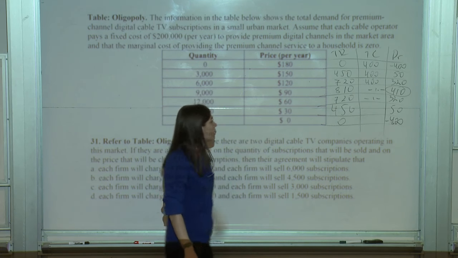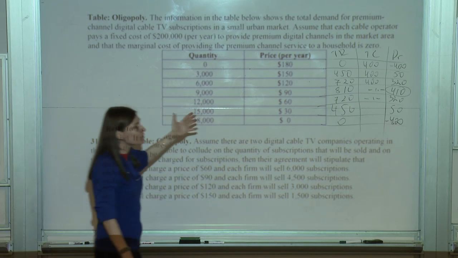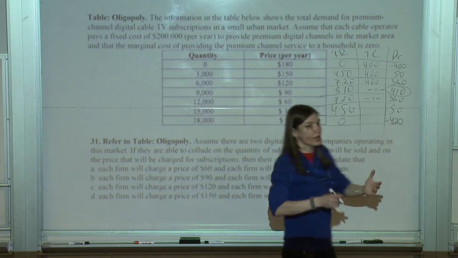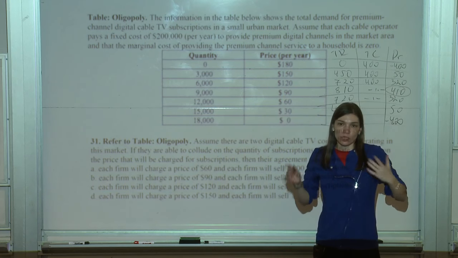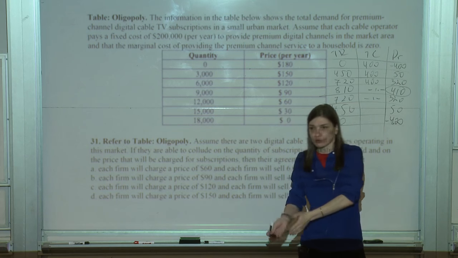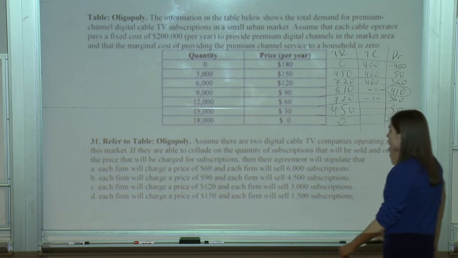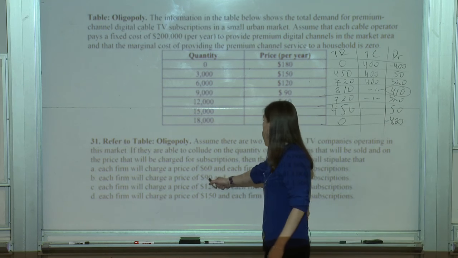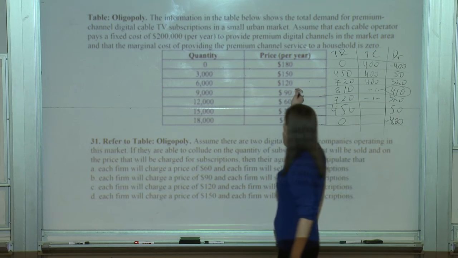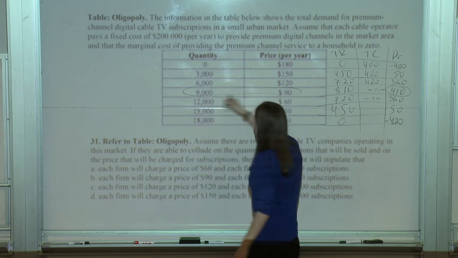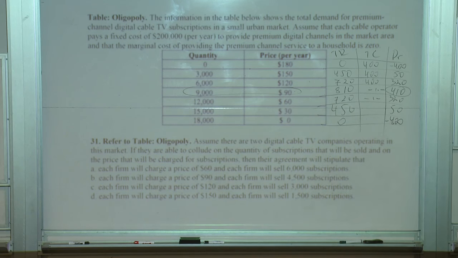All right. So the only difference between collusion and monopoly is that they would share the profits. Each firm is going to get half of that. Each firm is going to produce half of the output, get half of the profit. So each firm will charge a price of 90, and each firm will sell 4,500, because at 90, the total demand is 9,000. So if there's two firms, each of them is going to do 4,500.